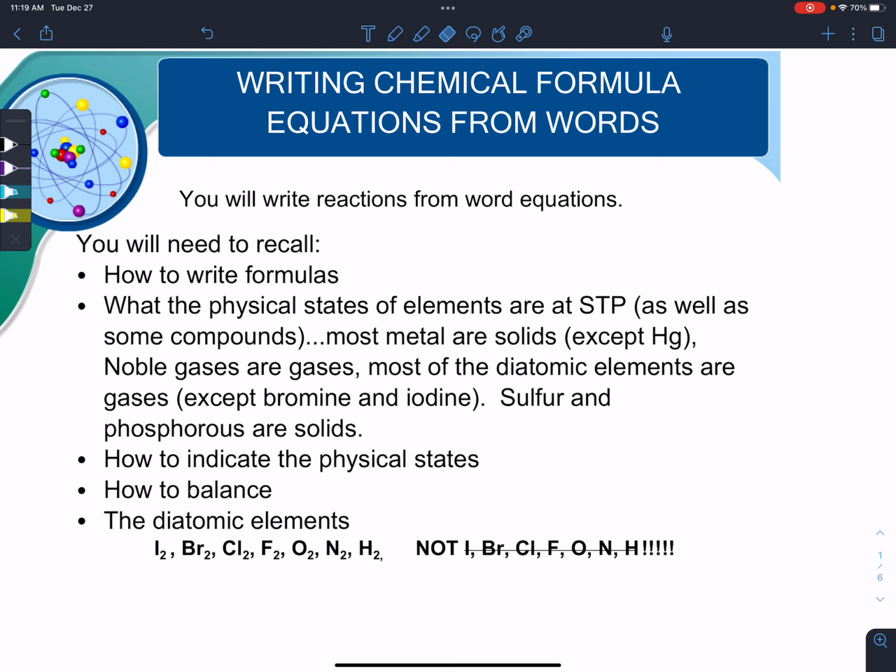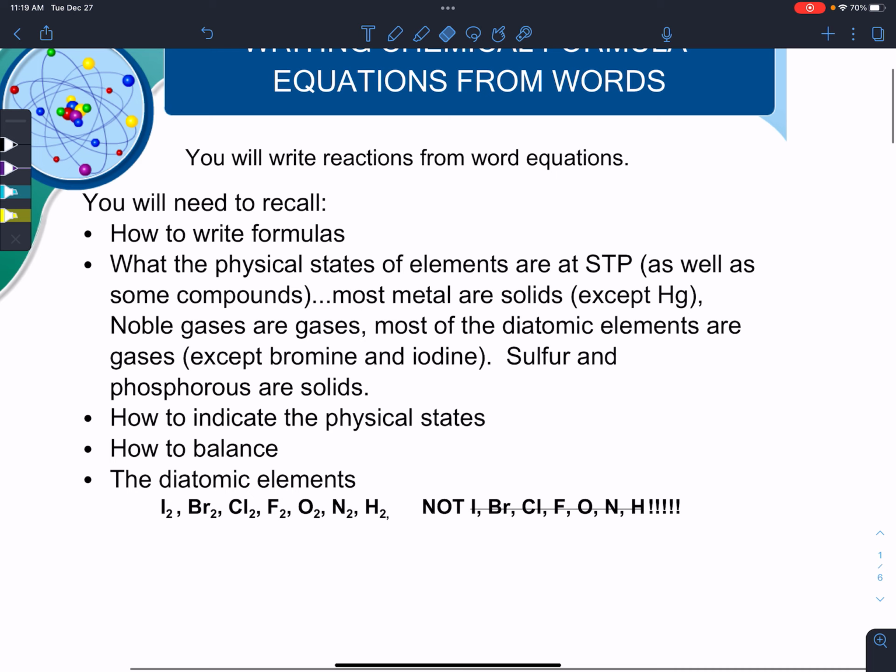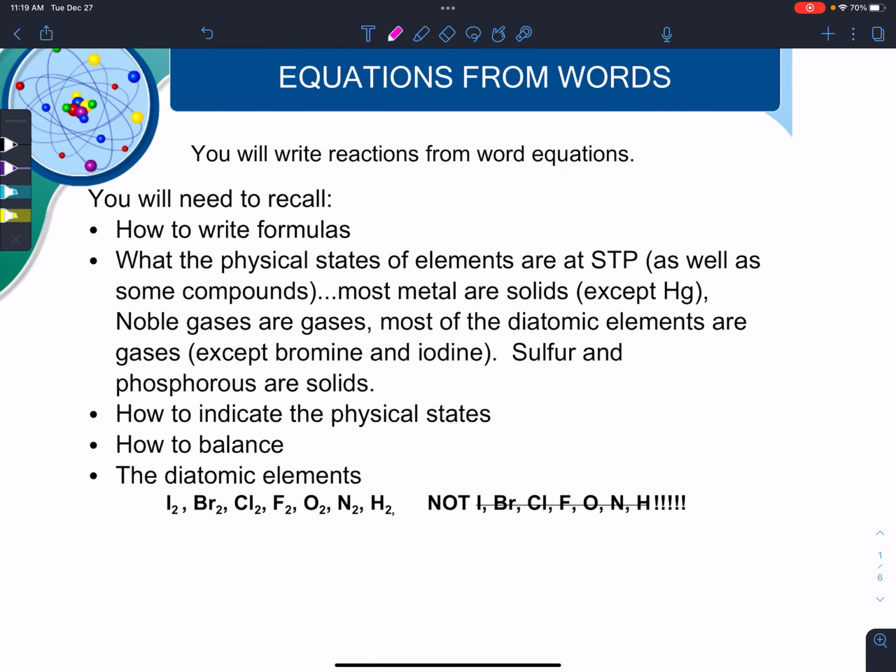This part 2 is going to be focused on writing the chemical formula equations from words. So in order to do this, you're going to need to know these things here. You're going to need to know how to write formulas, i.e. nomenclature. So if you have forgotten your nomenclature from October, I would recommend going back, watching that video again, redoing the practices. You're going to need to know the physical states of elements at STP.